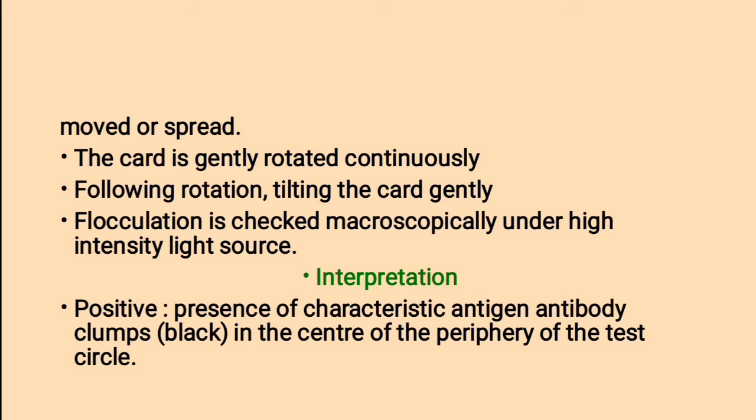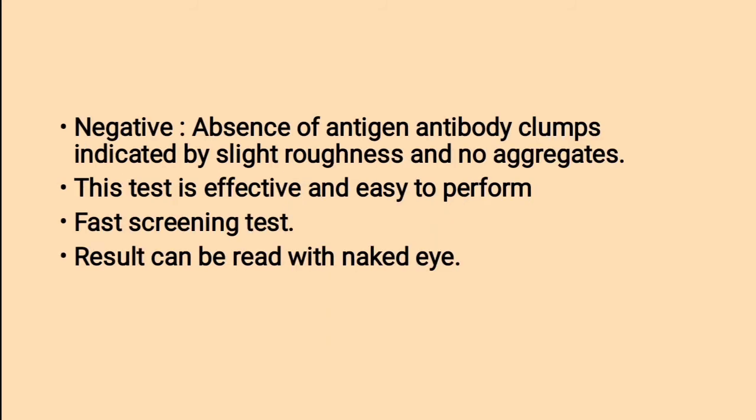What is the interpretation of the RPR test? The positive test indicates the presence of characteristic antigen antibody clumps, that is the black colored clumps in the center or the periphery of the test circle. A negative test indicates absence of antigen antibody clumps, indicated by slight roughness and no aggregates.